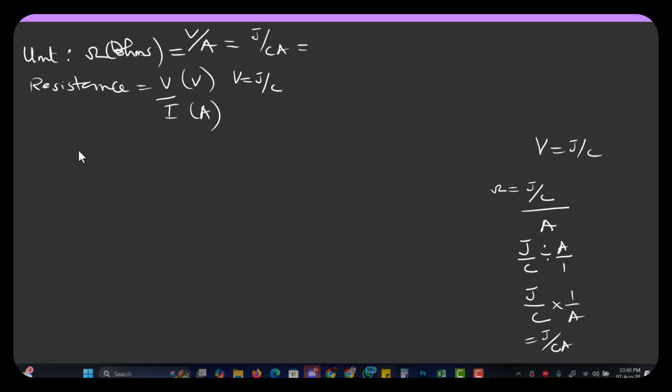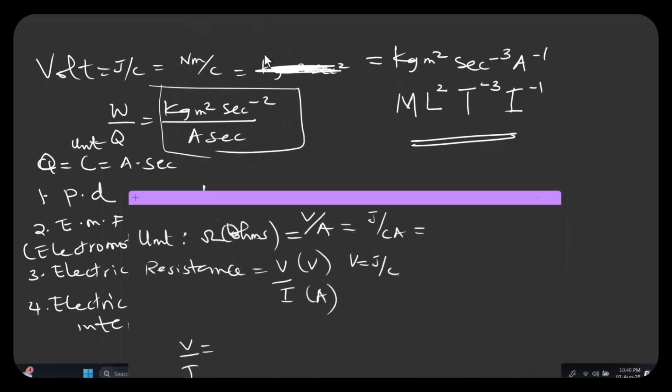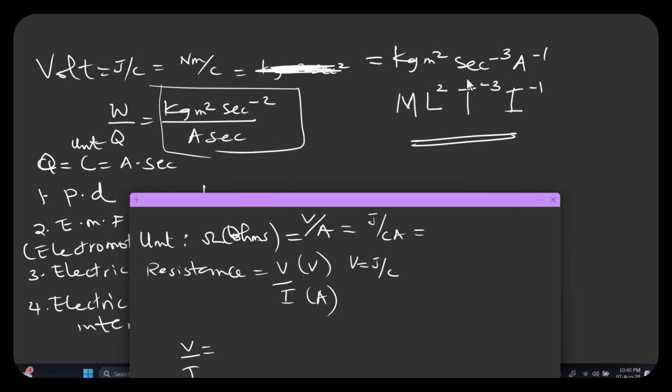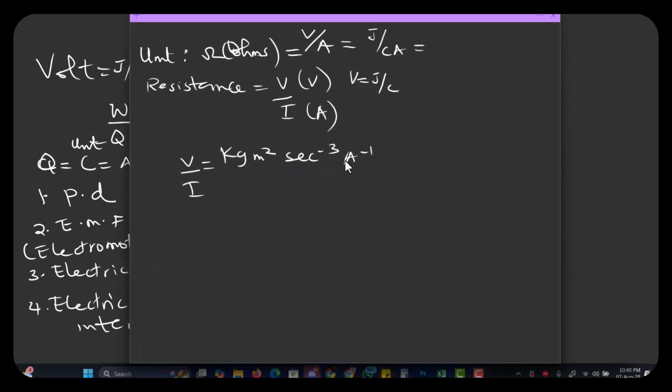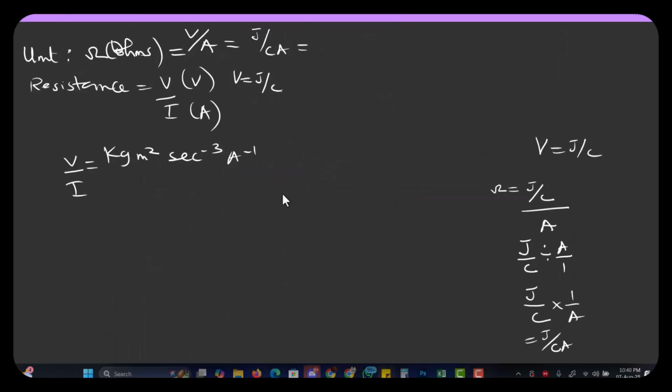So going over to that now, remember that ohms is voltage over current, and what is the basic unit of voltage or potential difference? Let's check again. This is the basic unit. The basic unit of voltage is kilogram meter squared per second cubed per ampere. Yes, I've gotten that. That is the one we did last. Since we know this is the basic unit of voltage, we now divide by the unit of current, which is ampere.